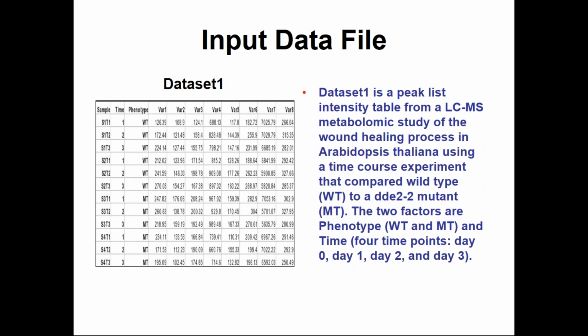So the peak list or peak intensity table, and then we're looking at an Arabidopsis plant. We're looking at wound healing and we're comparing a wild type versus a mutant. And we analyzed over 4 time points, 4 days, starting day 1, day 2, day 3. And so this is what the data looks like. You can see WT for wild type, the different times, and then we're measuring the variables, which are basically these mass intensity values.